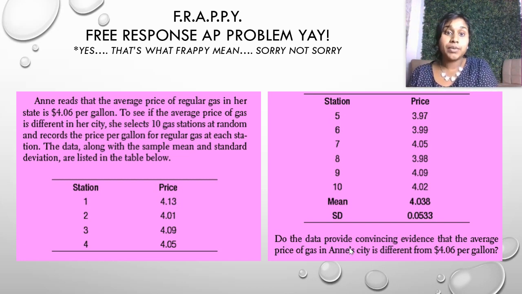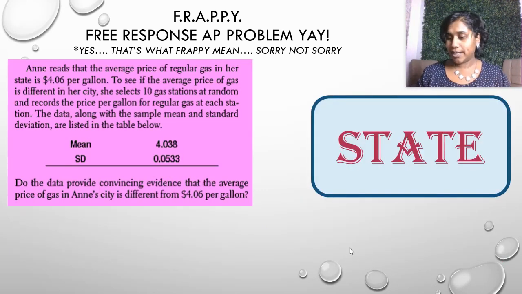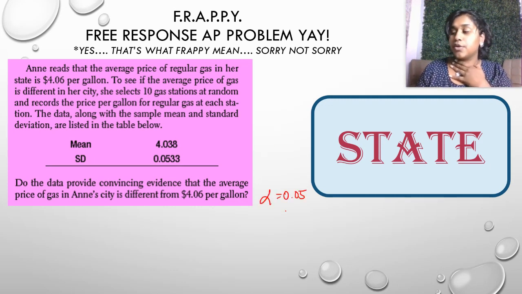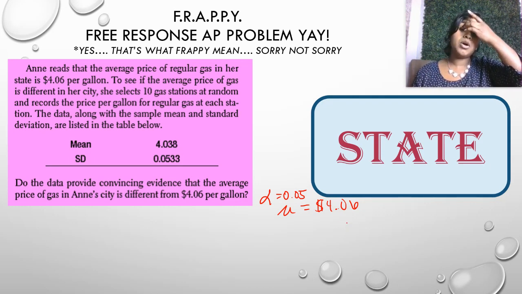So, first thing we got to do is state. Because they didn't tell us anything else, we get to assume our alpha level is 0.05. We want to recognize the mean value right there is $4.06. That's about it. That's all we really need to know.